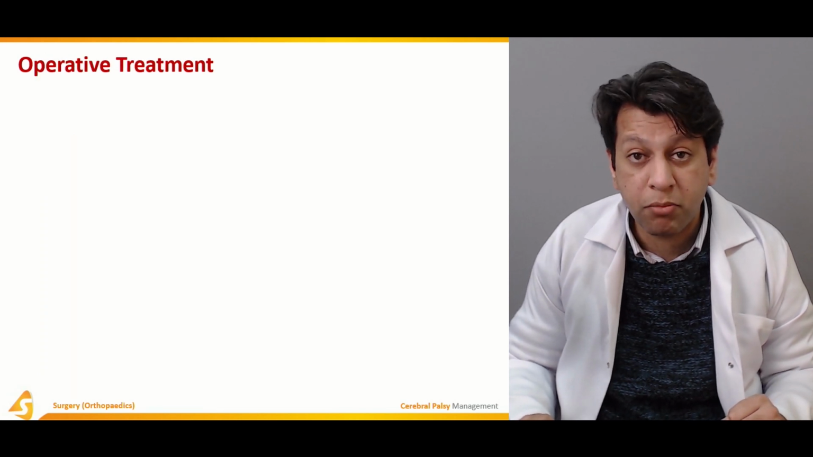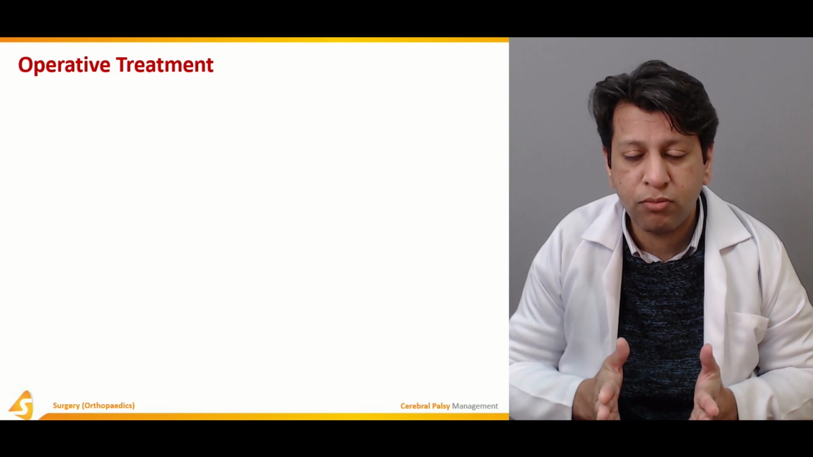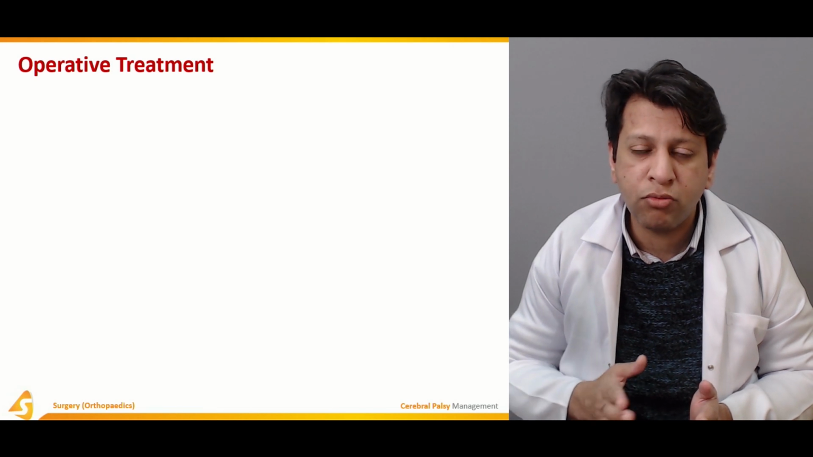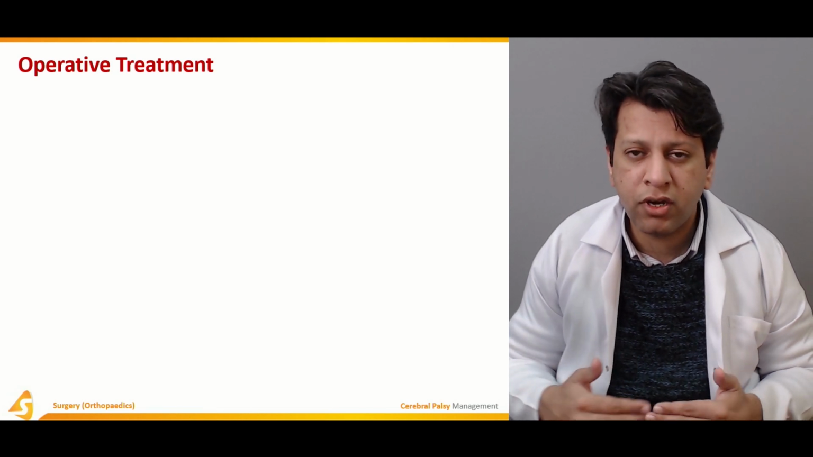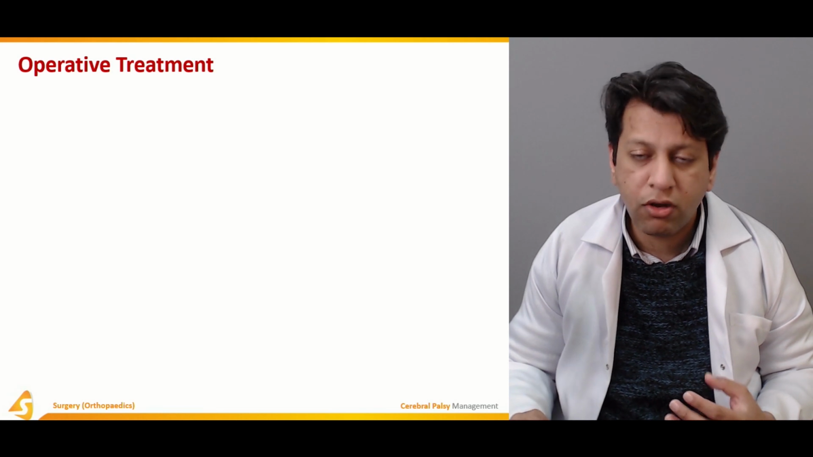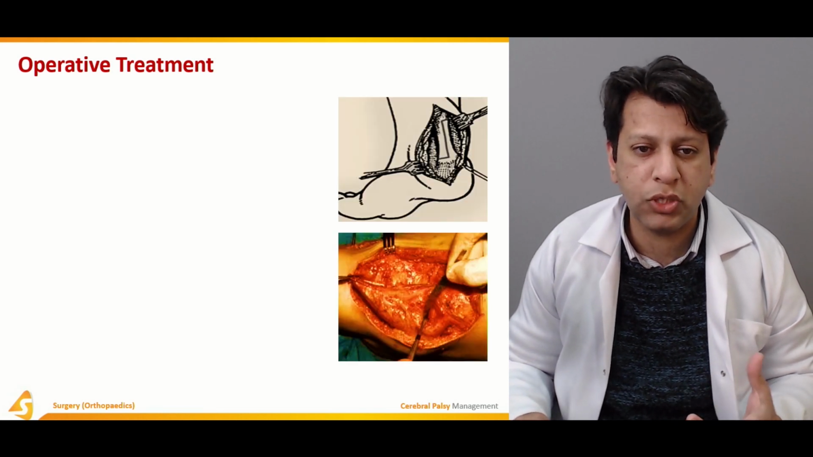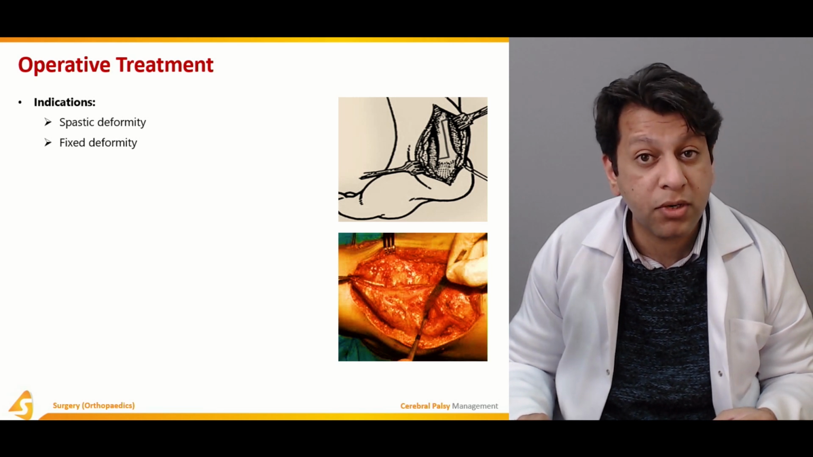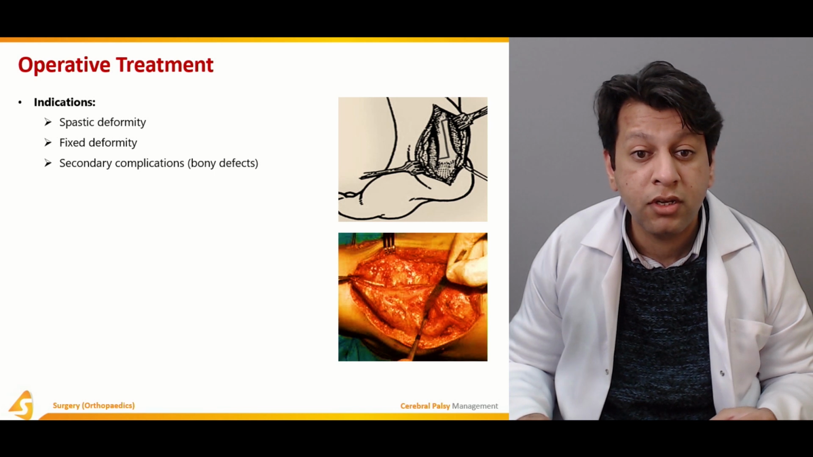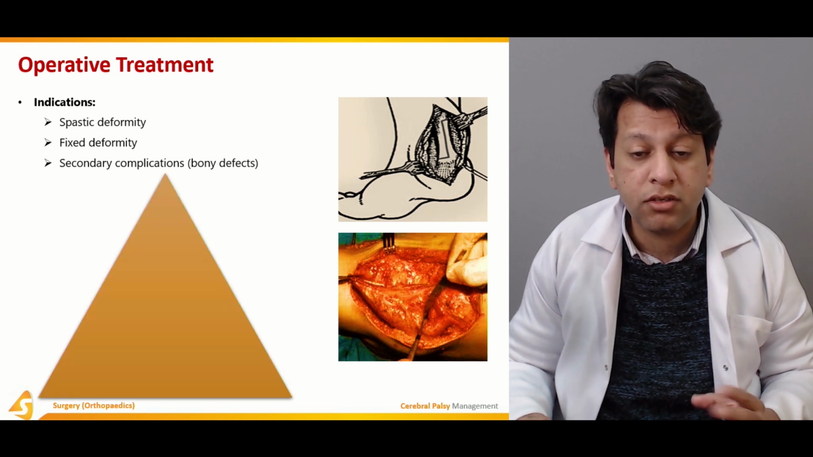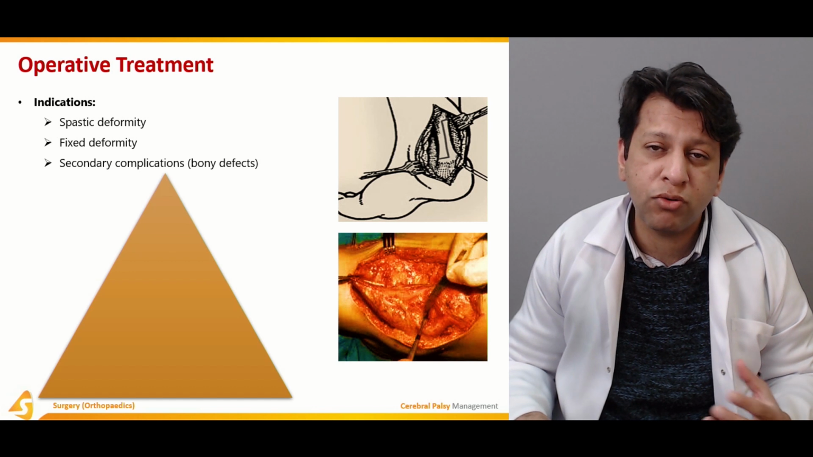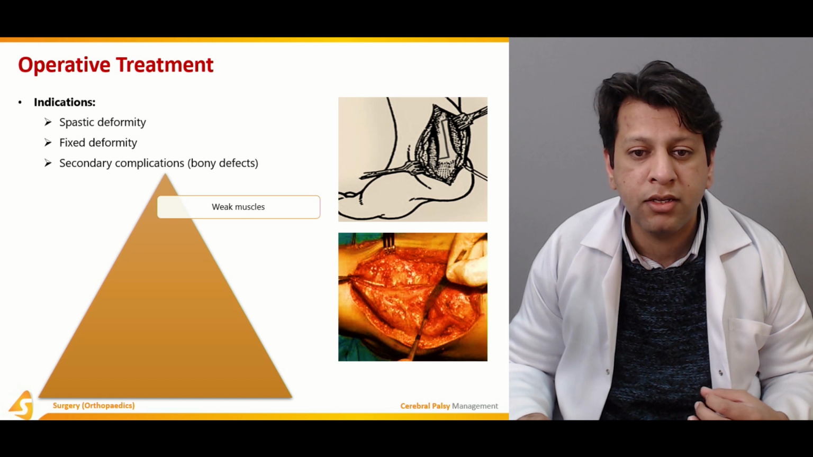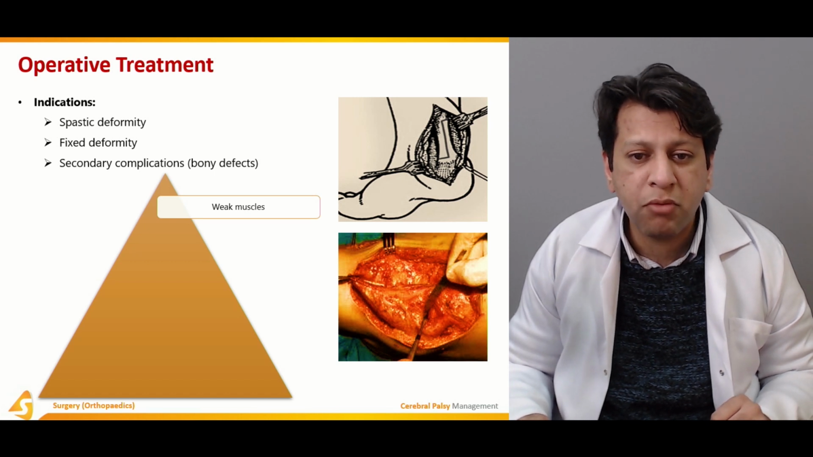Coming to operative treatment, it can range from simple contracture release to muscle lengthening to muscle shortening to different types of procedures, because all types of things can be present in different joints. These indications include spastic deformity. If it's a fixed deformity, that is, the contracture has become fixed. Secondary complications such as bony defects and bed sores due to the abnormality may be part of the problem for the child. Usually, there are weak muscles.